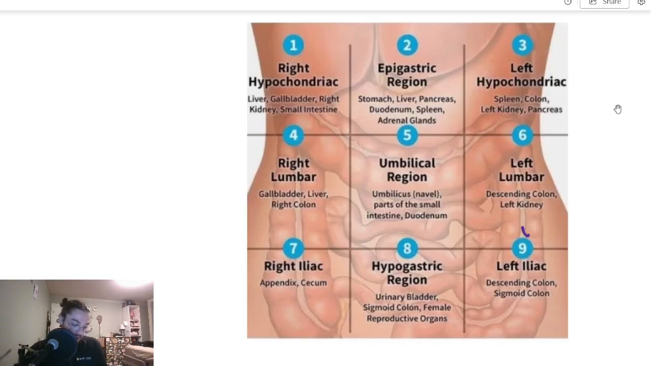Your epigastric region, epi just means on top, so it makes sense that it's the epigastric region. This is where most of your stomach is going to be, a little bit of your liver, a little bit of your pancreas, your duodenum, a little bit of the spleen, and part of your adrenal glands.